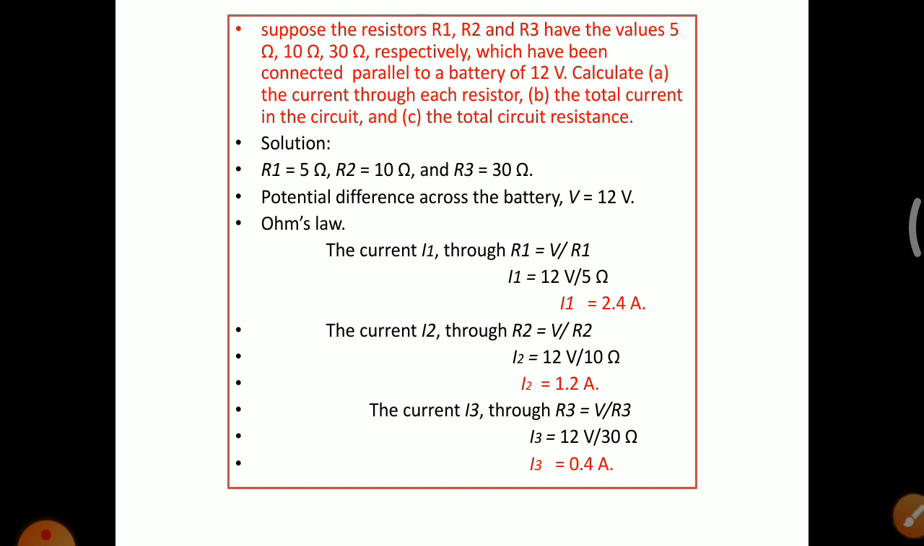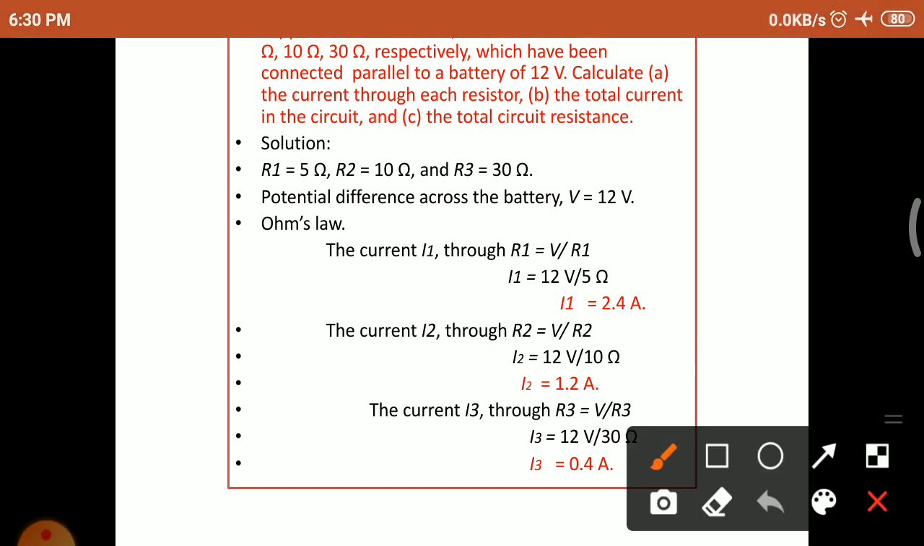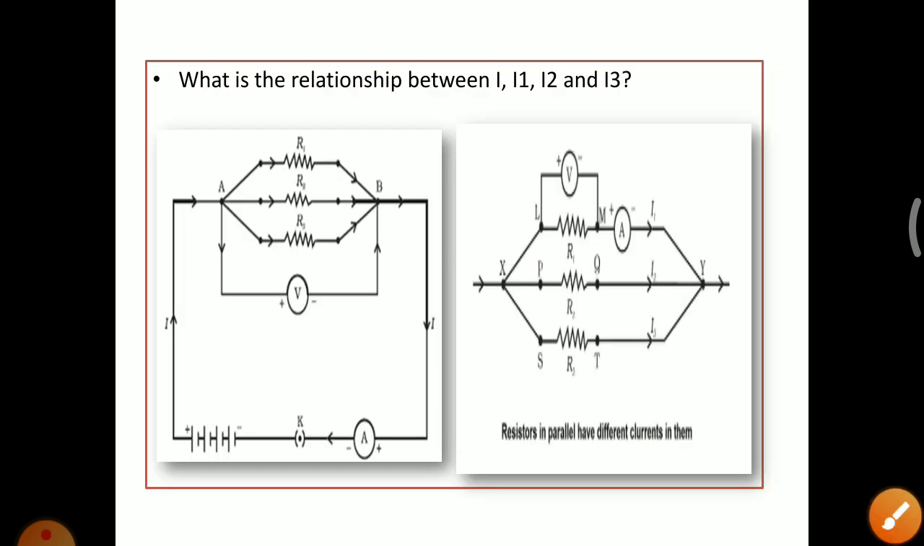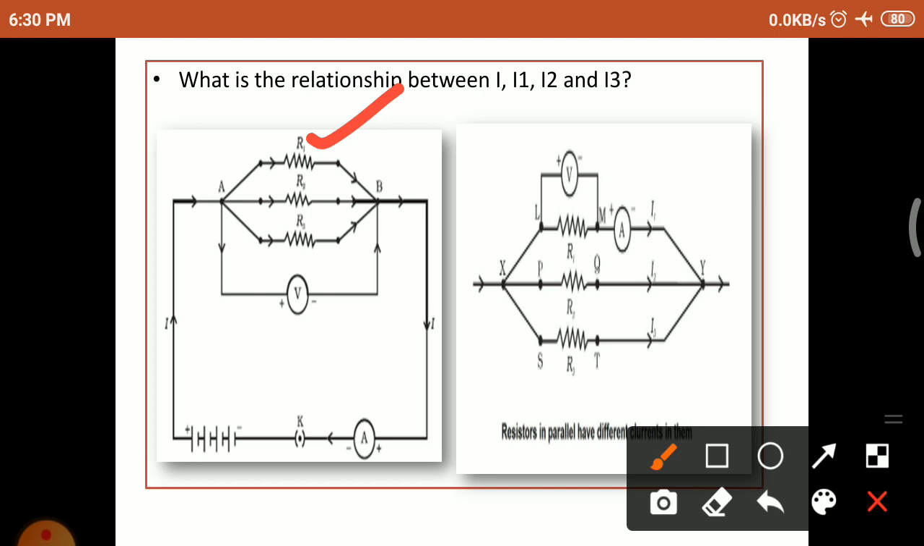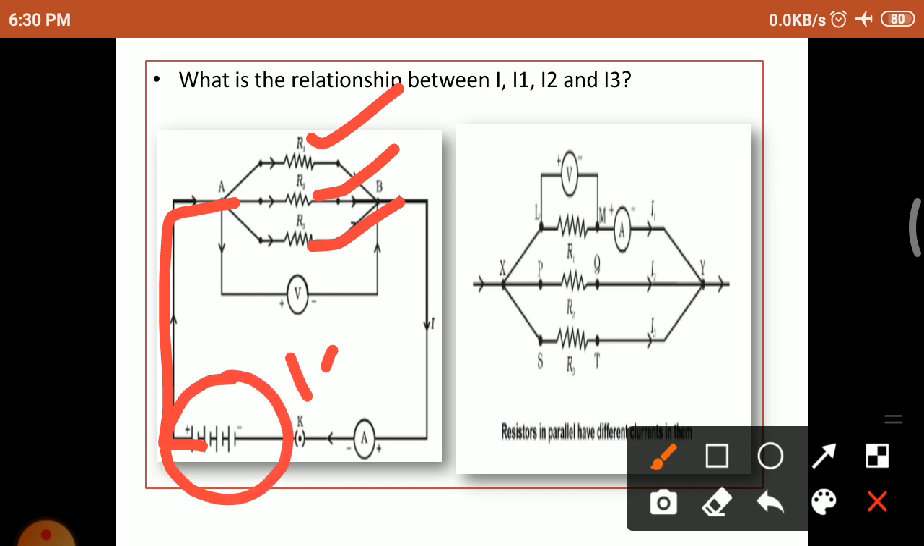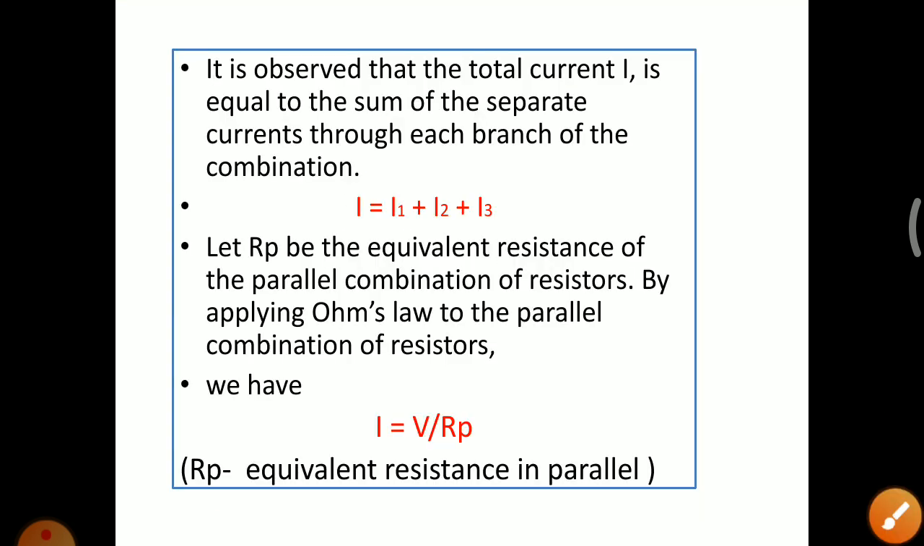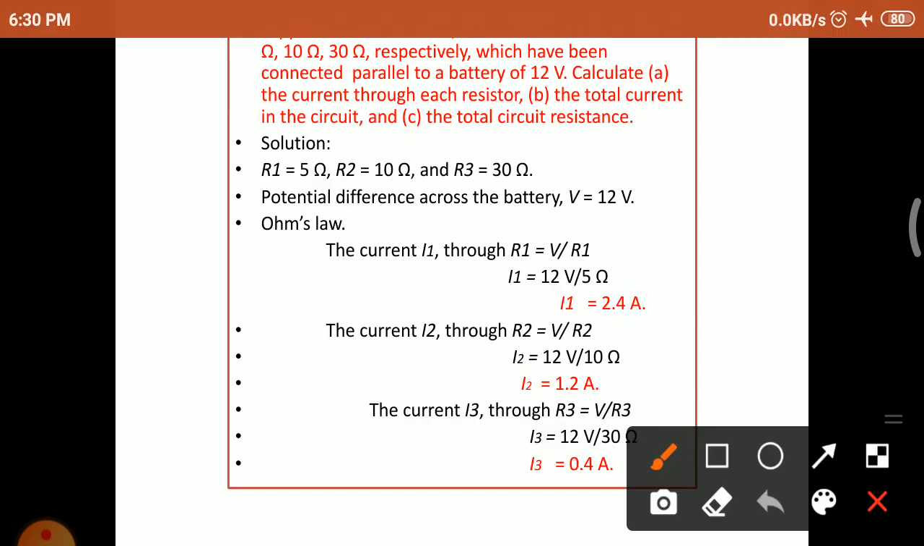Look at this numerical problem. Suppose the resistors R1, R2 and R3 have the values 5 ohm, 10 ohm, 30 ohm respectively, which have been connected in parallel to a battery of 12 volt. So look at this circuit. Here I connected the 3 resistors to the battery, and the voltage of the battery is 12 volt, and the resistors have the resistance 5 ohm, 10 ohm and 30 ohm.